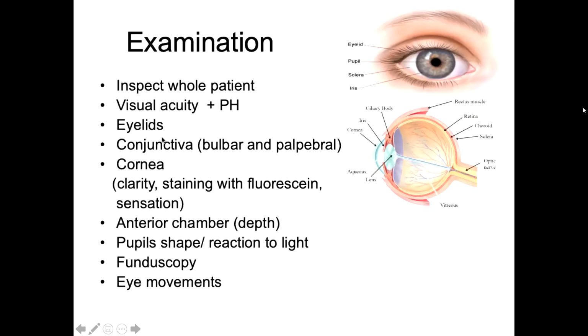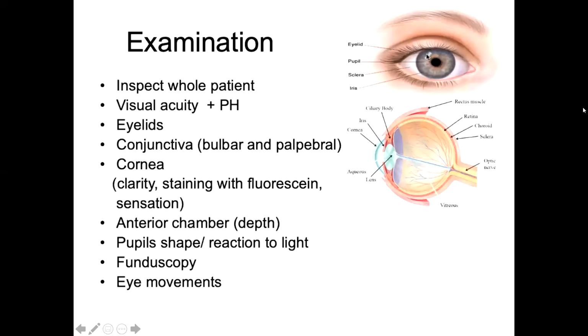Okay, right. Then we examine the eyelids, then conjunctiva. What is bulbar? Conjunctiva, we have to examine the whole conjunctiva. So this is over the globe, that is bulbar conjunctiva. Then palpebral means lids. So under the lids, behind the lids, palpebral conjunctiva. You have to check both.